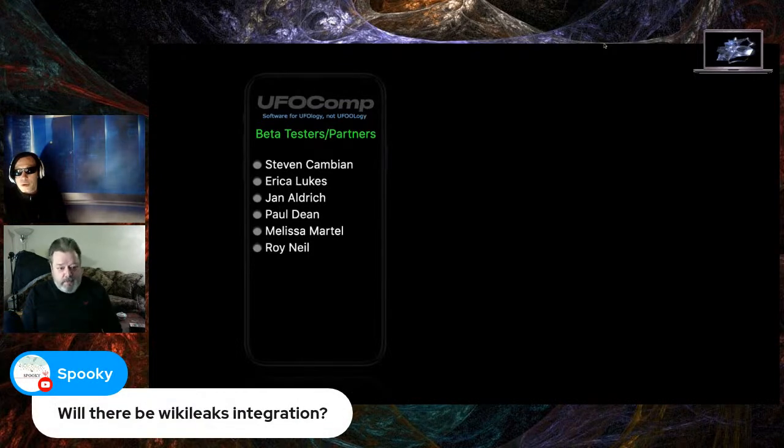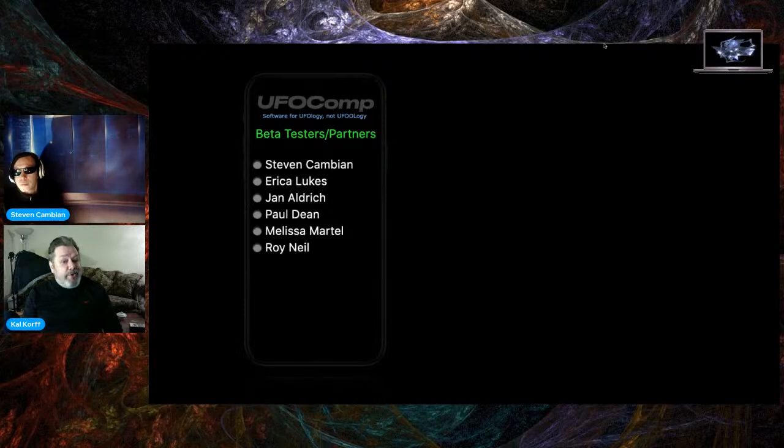Somebody's asking if you can integrate WikiLeaks into the database. Yeah, we can integrate anything. In fact, let's say that you have an already existing gnarly system that doesn't need fixing. Let's not break it. You can even use this software as an eye candy front end for anything on the back end.